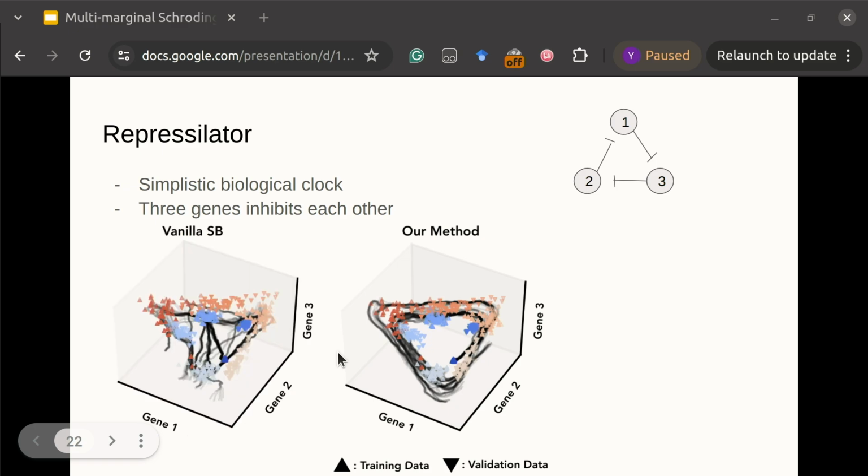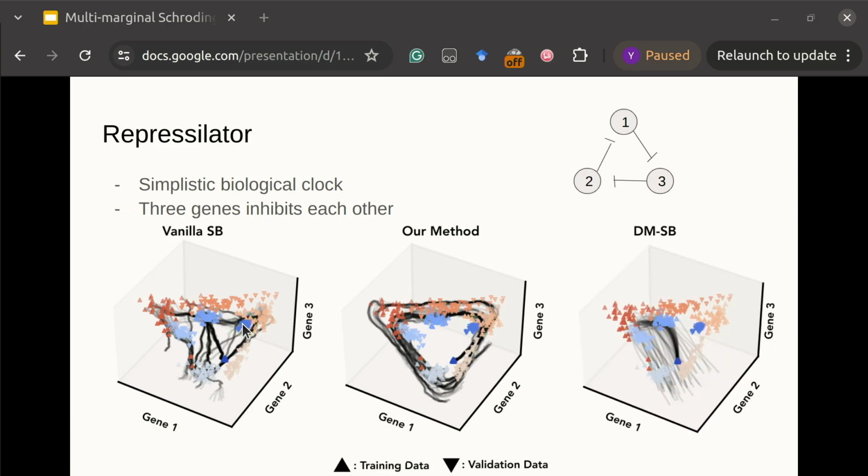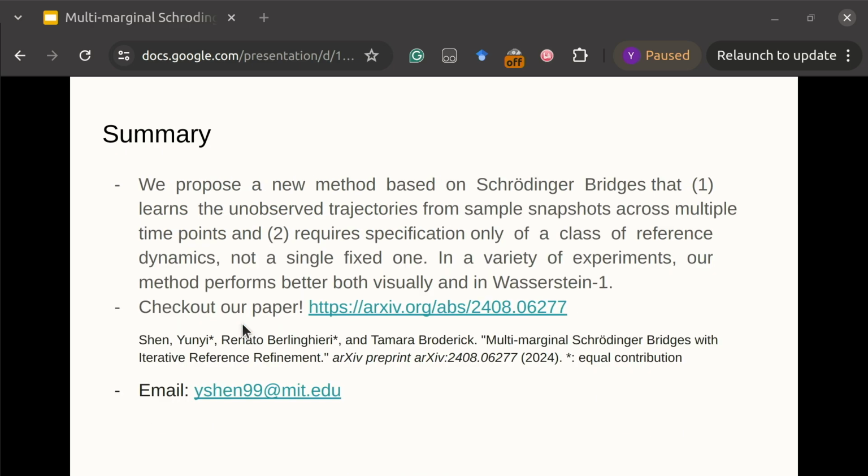Similar to the last example I showed, if you do this vanilla piecewise interpolation, it will miss all these validations because it's just piecewise connecting. And did the deep momentum method do better? It's not piecewise connecting anymore, but after all, it's still a Schrödinger bridge. It has this Brownian motion reference and is still trying to connect dots.